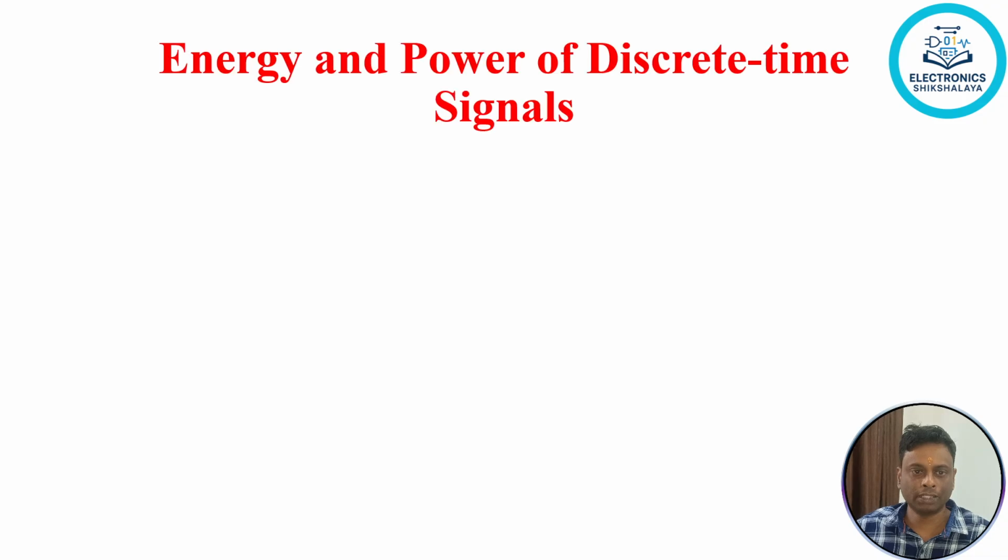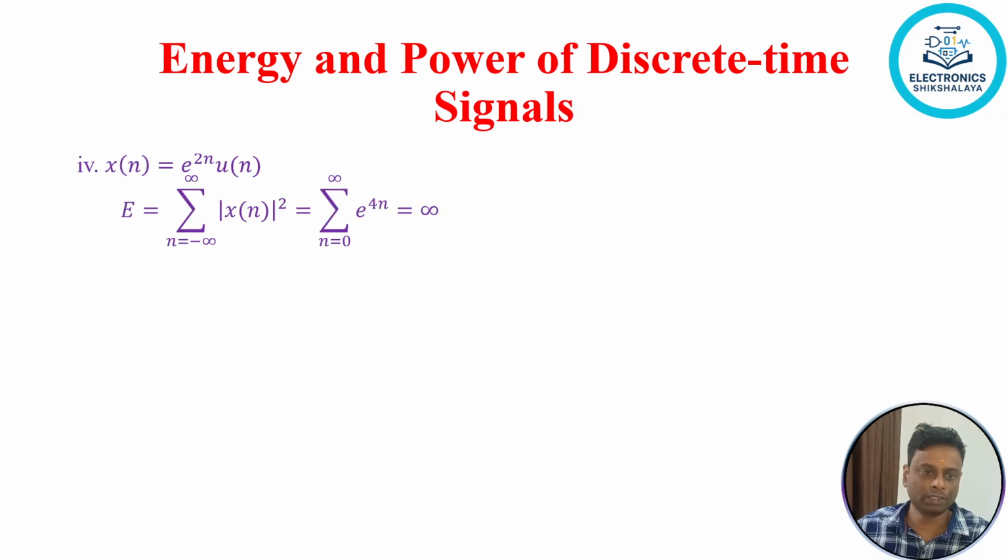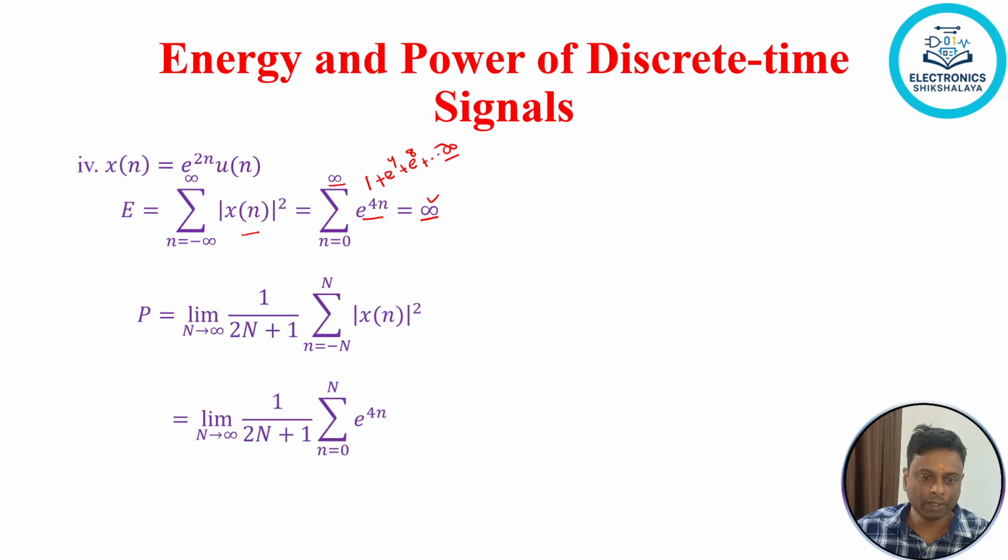Let us get into our last case. It is e to the power 2n into u[n]. In this case, you can see energy equals the sum of x[n] whole square. If we put the values here, e to the power 0 is 1, then e to the power 4, then e to the power 8, and likewise it goes to infinity. So this term will be infinity. Power also will be infinity.